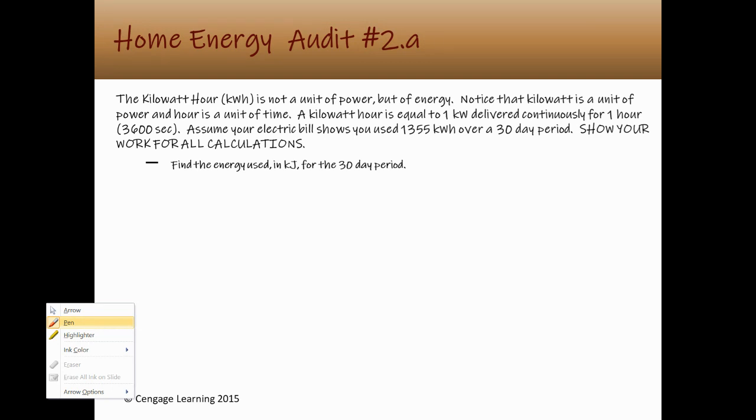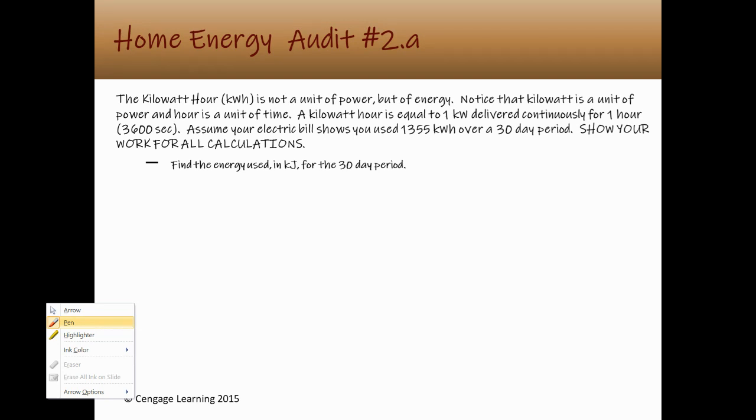This one's going to also involve time. So it's going to say that your electric bill shows that you used 1,355 kilowatt hours over a 30-day period. And it wants to know how much energy we use in kilojoules. Kilojoules, okay? So there's going to be some conversion.